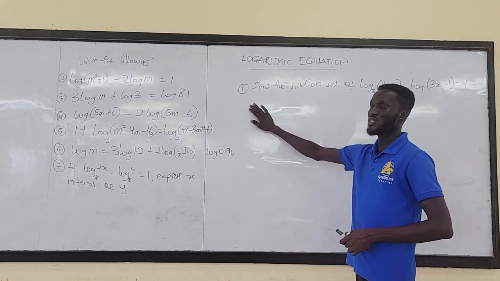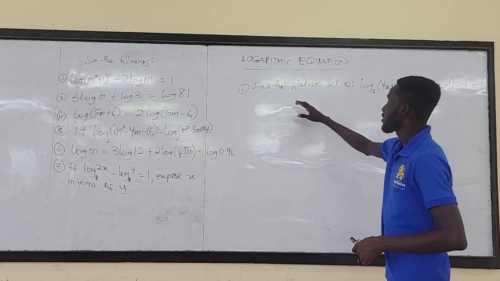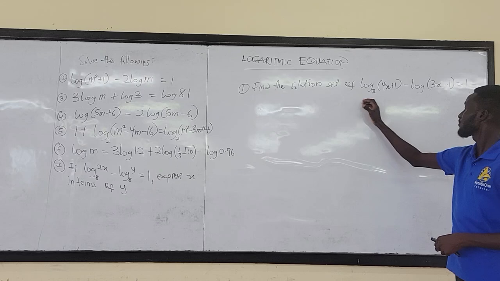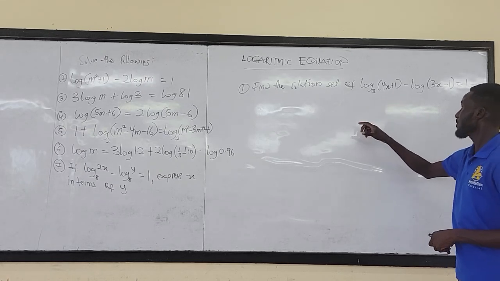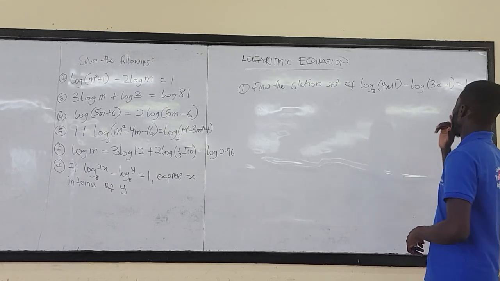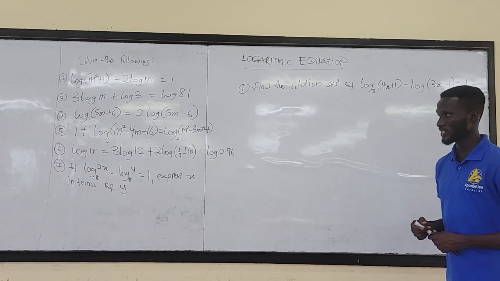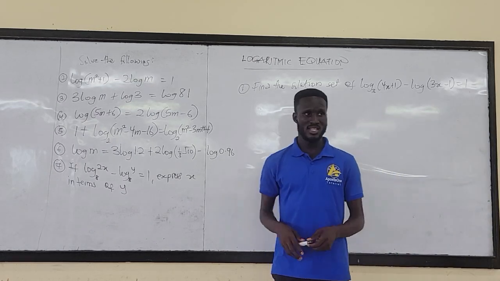The first question says we should find the solution set of the equation: log (4x + 1) base 3 minus log (3x minus 1) equals 1. All have a base of 3. Now let's recall something.